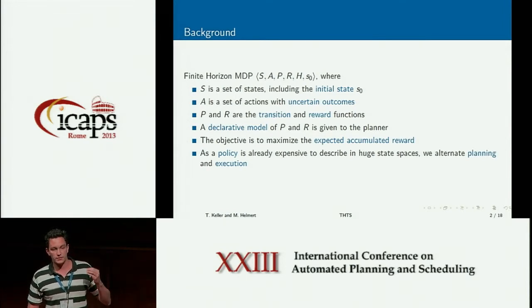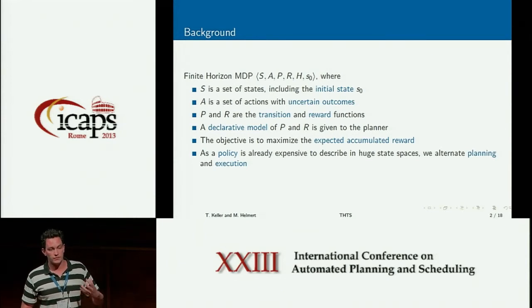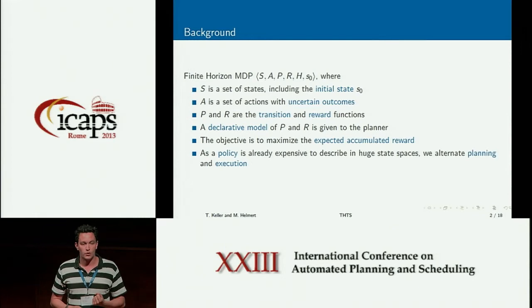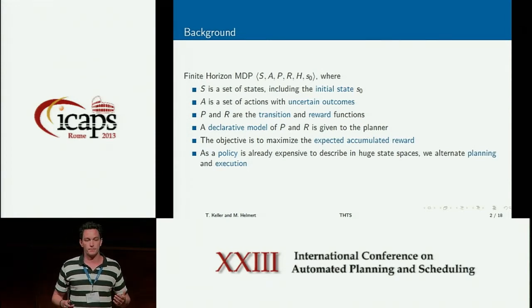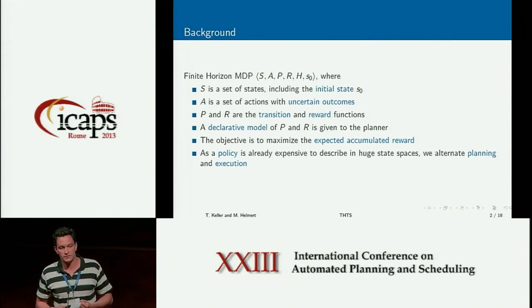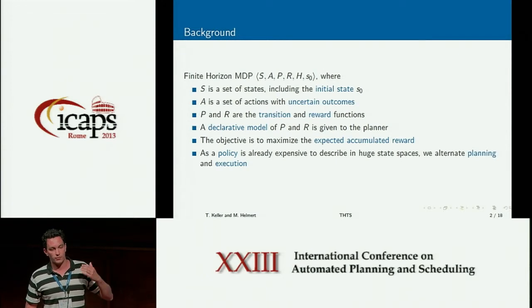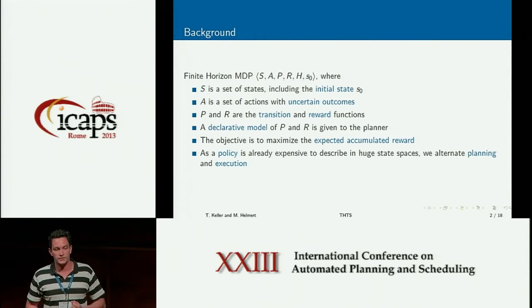We are interested in planning problems, so transition and reward function are given in a declarative model to the planner. It can use the transition probabilities. And because of the huge state space, we will not compute complete policies, but we will alternate planning and execution. So we will plan for a single step, we will execute that step, we will get a successor state, and we will go on until the horizon is reached.